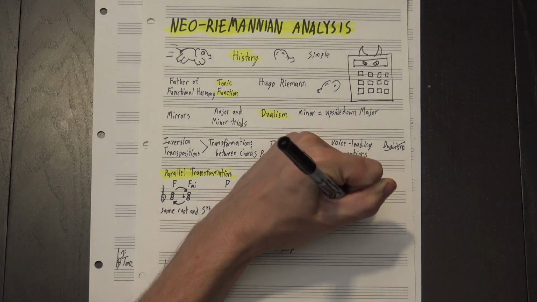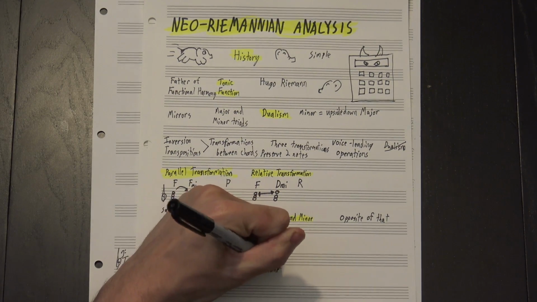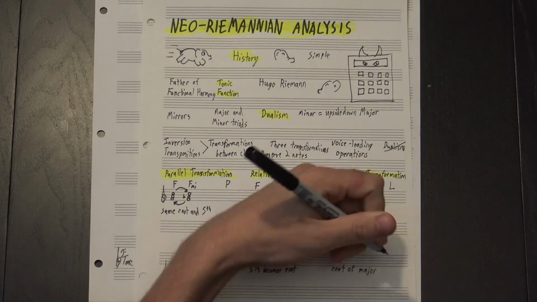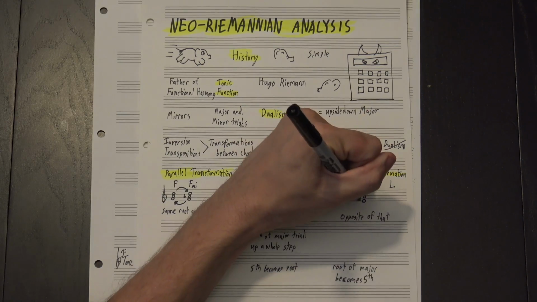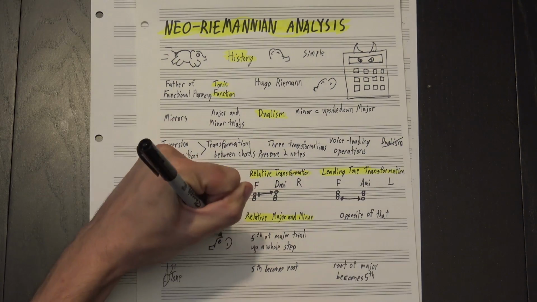The last transformation is kind of the opposite of that. Whereas with the R transformation, the fifth of the major triad becomes the root of the minor one, in the leading tone or L transformation, the root of the major triad becomes the fifth of the minor one, moving down a half step to its own leading tone in the process. And that's it. Those are the rules.